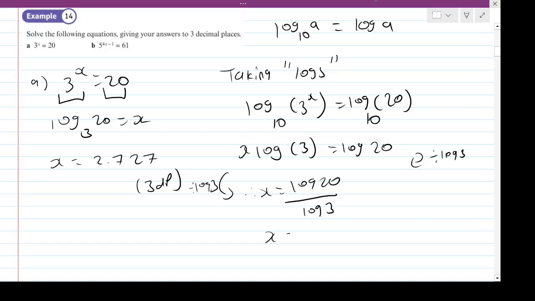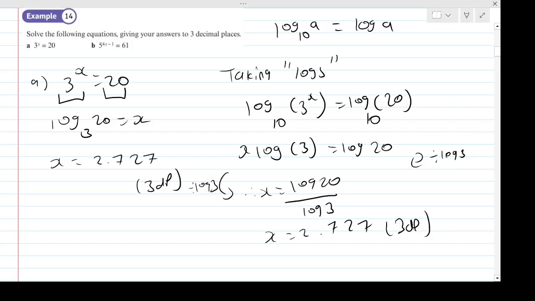I get x is 2.727, the same answer, to 3 decimal places. Okay, so I will be opting with this method from here on out. I think it's a lot simpler. It's quite simple to use once you understand we can take logs.